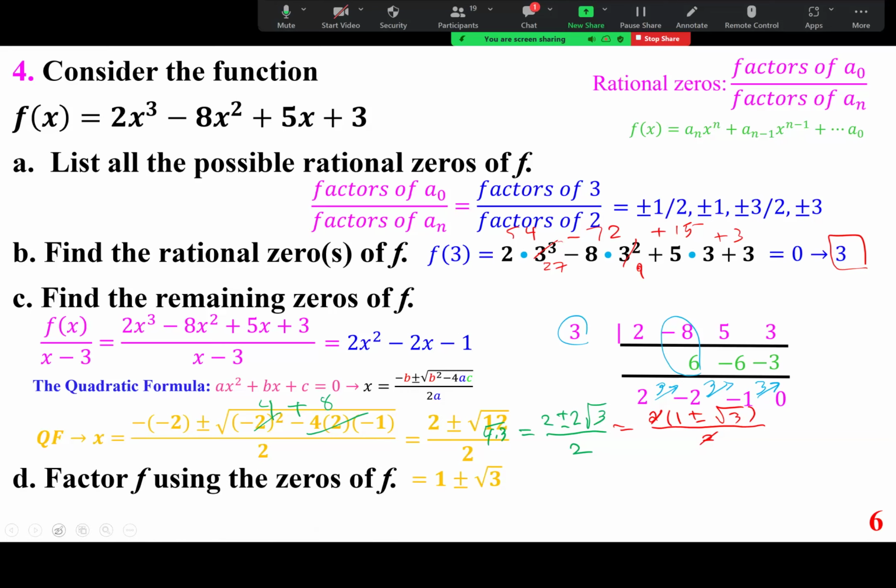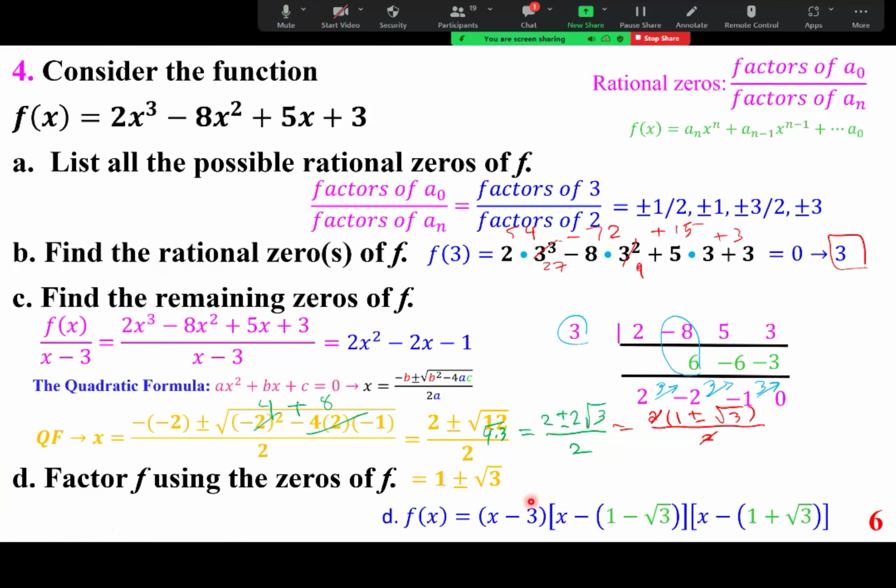Factor f using the zeros of f of x. So we write it in this fashion. We had the first number 3, so it's x minus 3. 1 minus square root of 3, so x minus that. 1 plus square root of 3, x minus that. And that's the factored format.